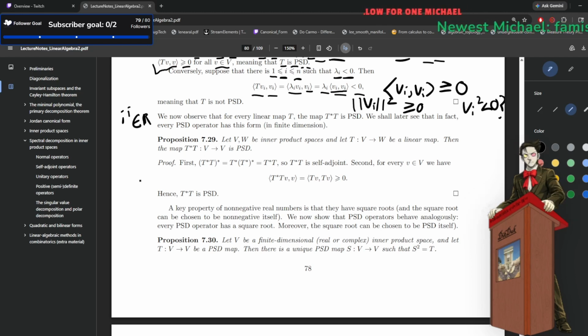Let us continue. So we observe that for every linear map T, the map T star T is positive semi-definite. We shall later see that in fact every positive semi-definite operator has this form, in finite dimension.